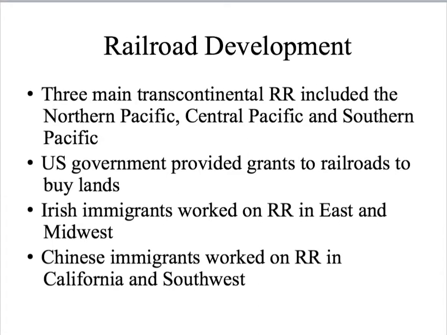The U.S. government began funding the railroads back during the Civil War time period. The main vision was to create a transcontinental railroad which would include a national market. The three big railroads at the time to do this were the Northern Pacific, Central Pacific, and Southern Pacific. Irish immigrants worked on the railroads in the East and Midwest, while Chinese immigrants worked on the railroad in California and the Southwest.